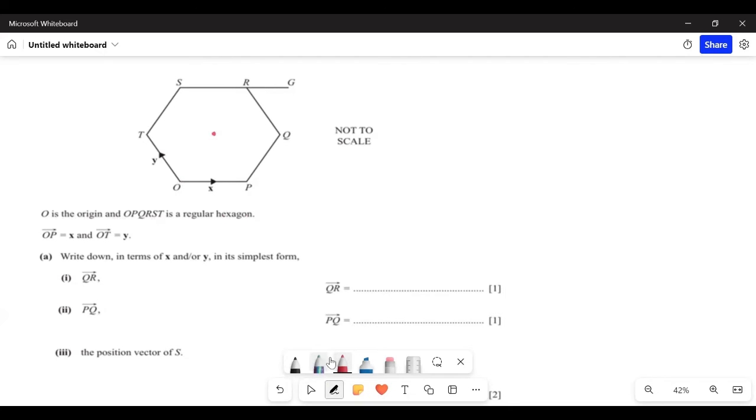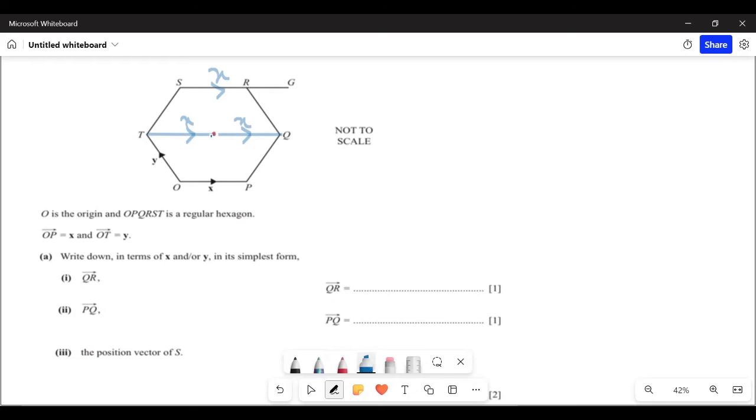Okay, that's the center. Now, this is X towards the right. Then this would be X pointing rightwards, and this would be X as well. And you'll have another X over here. This is because the shape is regular. All sides are equal. All angles are equal.